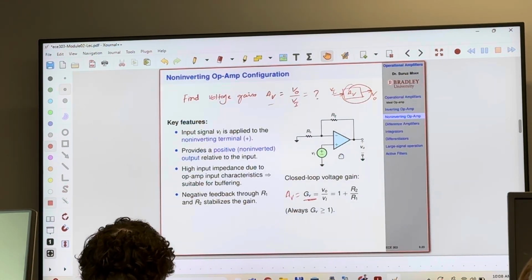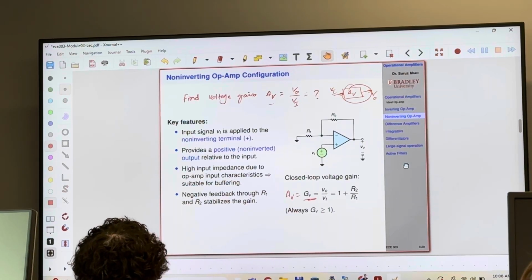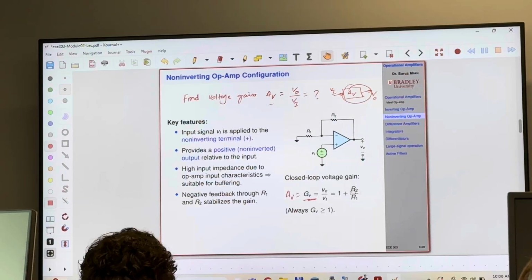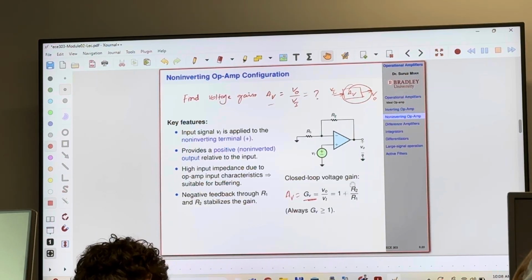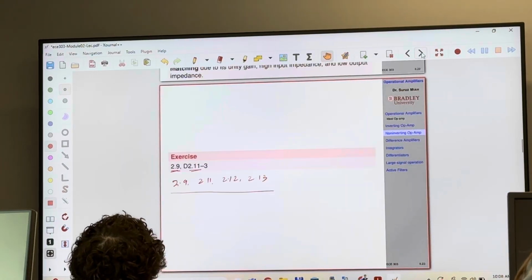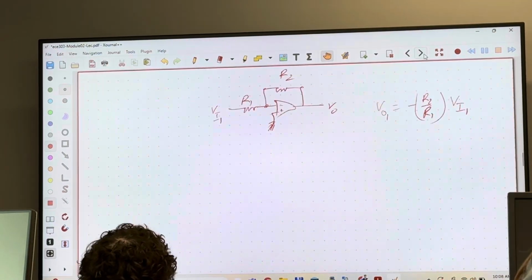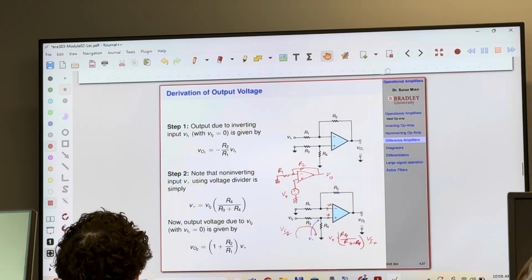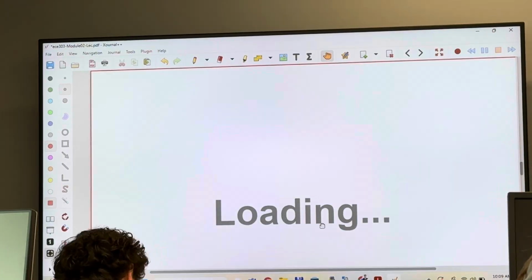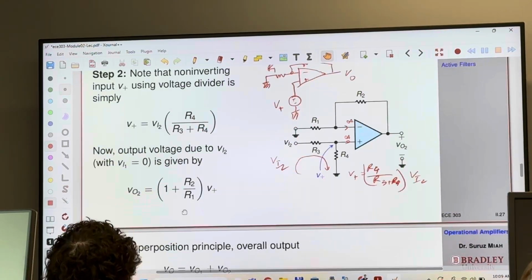Do you see that? It's a non-inverting operational amplifier configuration, and I know its gain. Right? So I can directly write this gain.